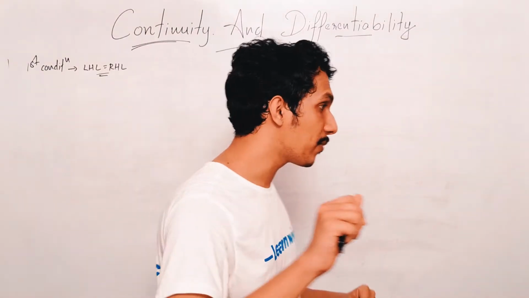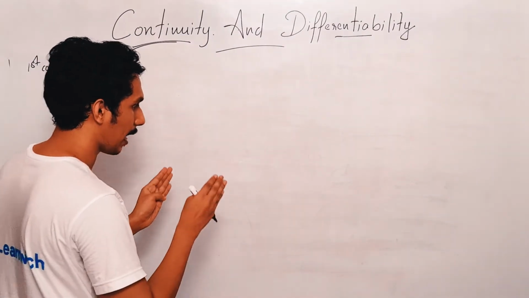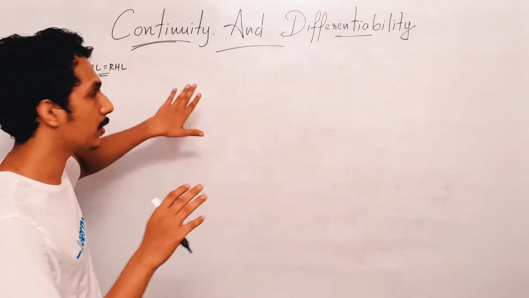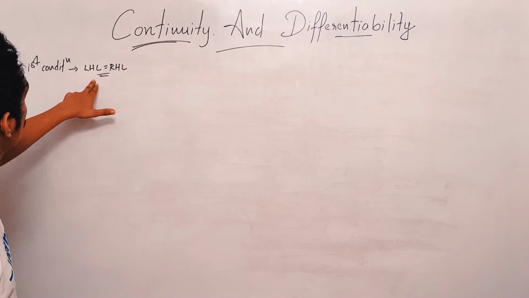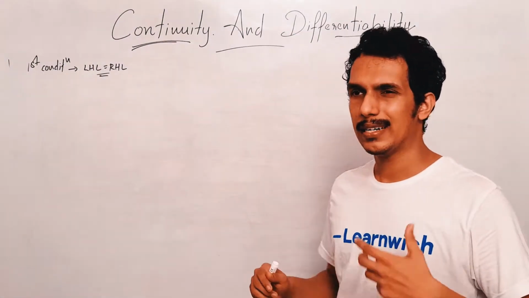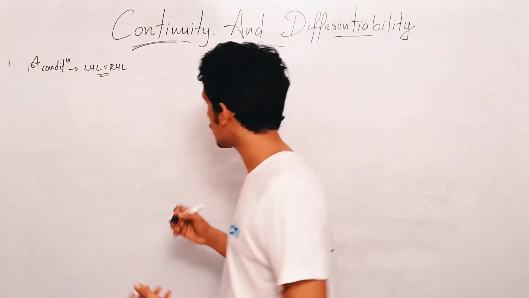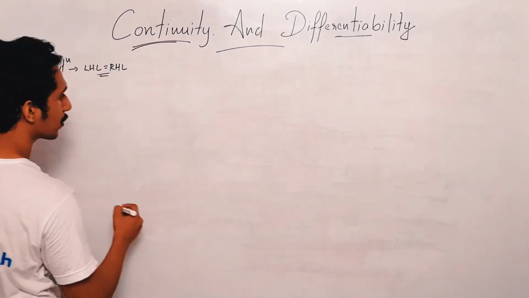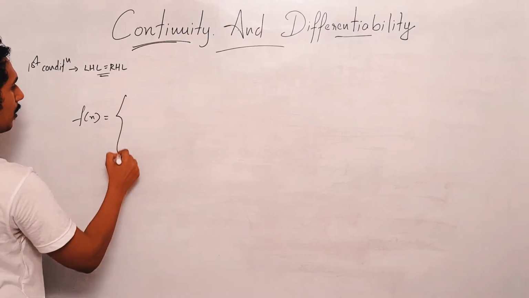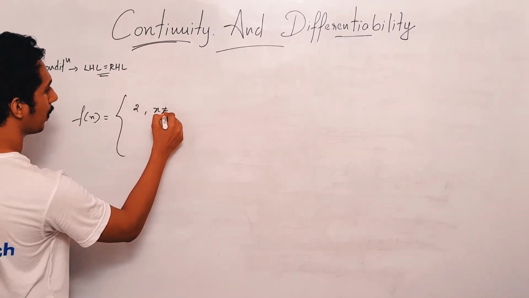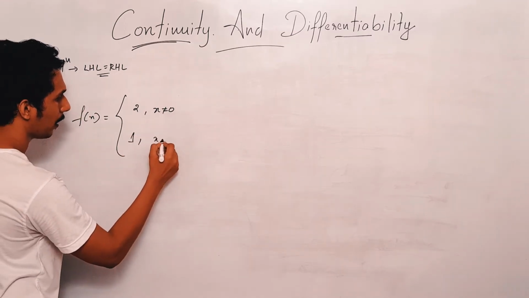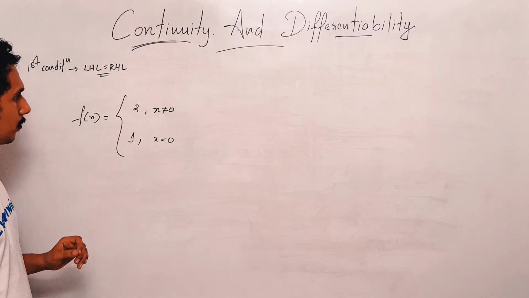Okay, so with the previous understanding, we have come to the conclusion that the first condition for a function to be continuous is that the LHL should be equal to RHL. Okay, that's what we have learned first. But is it enough? Let's define another function. Let's look at another function and check out. Let's say f of x is equal to 2 for all values of x not equal to 0, and the function is 1 for all values of x equal to 0.